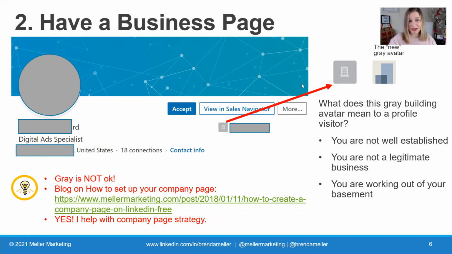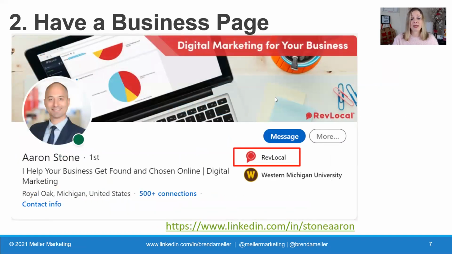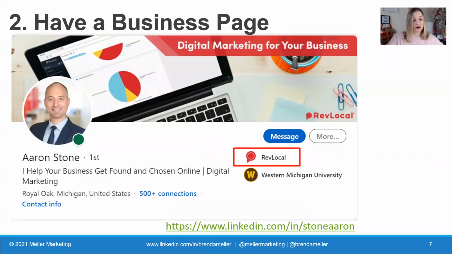All right, so you need to have an optimized profile. You need to have a business page. And I just want to show you an example in comparison. Aaron Stone, both of these people, I'm going to go back to the previous slide, work in digital marketing. What a difference. Look, Aaron's got a great header image in the background. We clearly know what he does. And you see his company, Rev Local. When I see a logo in that field where the previous person had the gray block, it creates legitimacy. It gives me a warm feeling, right? I know this is a legitimate business because I can see his logo that's attached to it. So just a quick comparison there.